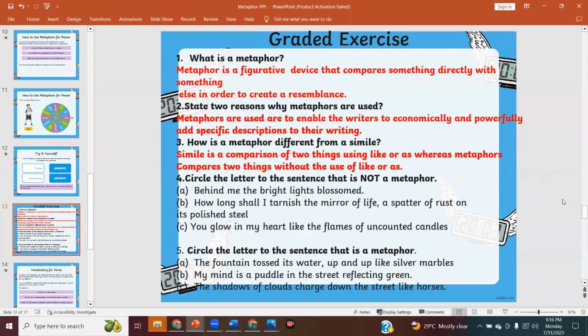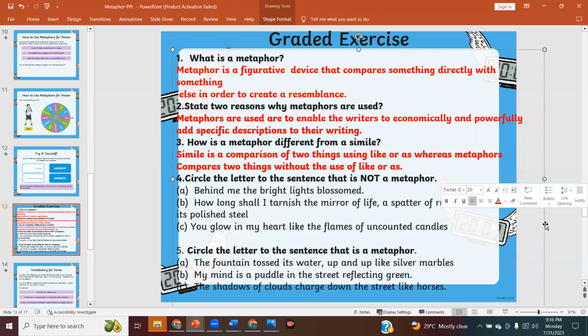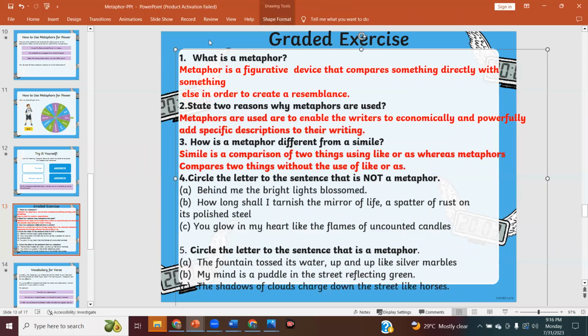All right. Number 4: circle the letter to the sentence that is not a metaphor. All right.